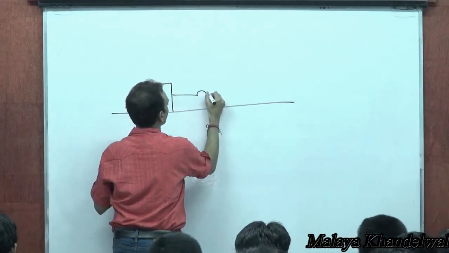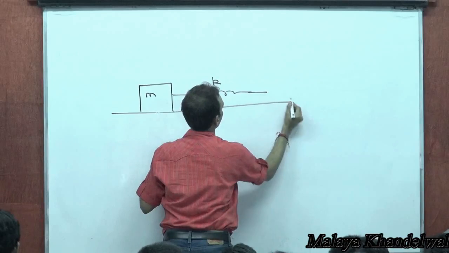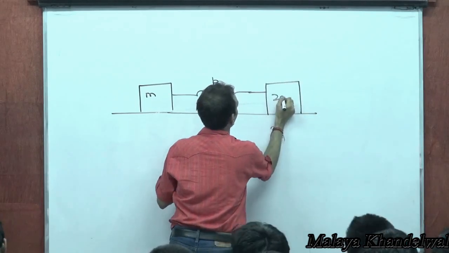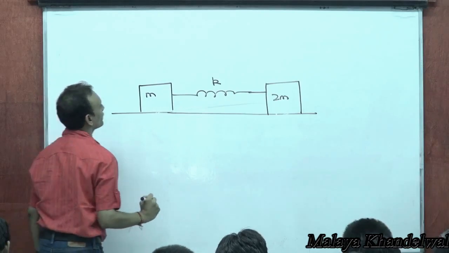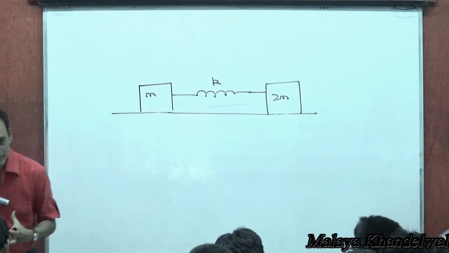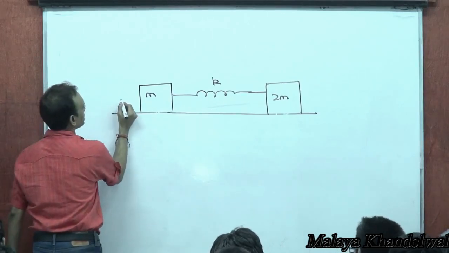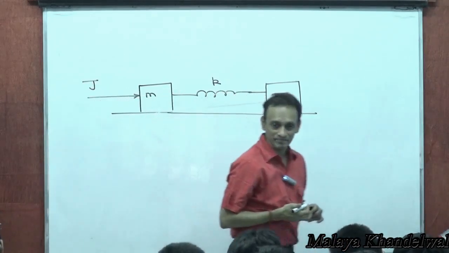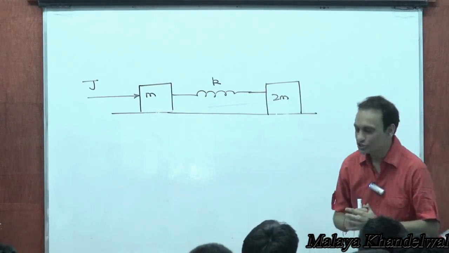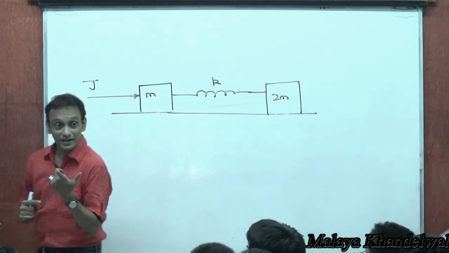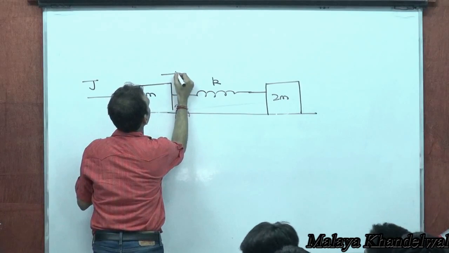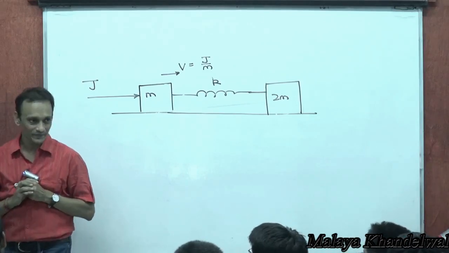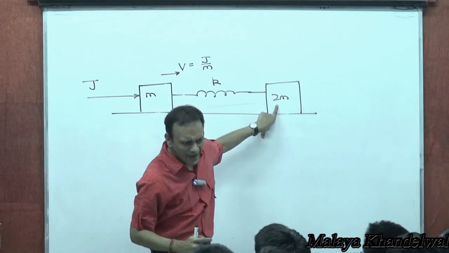There was a mass M, a spring of force constant K, mass 2M at rest on a smooth surface, and I gave this an impulse J. I imparted an impulse J to the mass M. The mass M develops a velocity which would be J by M, yes or no? The velocity of the other mass will still remain zero.